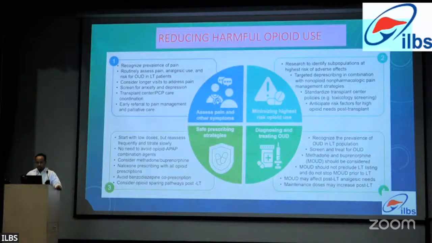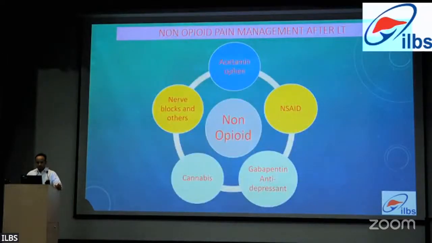Finally, opioid use disorders are very common among these patients, so it's important to diagnose and treat them properly with methadone and buprenorphine. If they are on methadone and buprenorphine, it does not make them a contraindication for putting them on the list. In fact, they can be taken for the liver transplantation while they are on the treatment for the opioid use disorder. Now, these are some of the options for the non-opioid management in the cirrhotic patient.